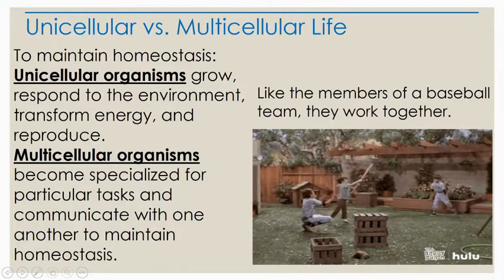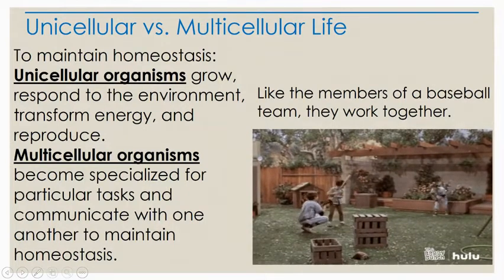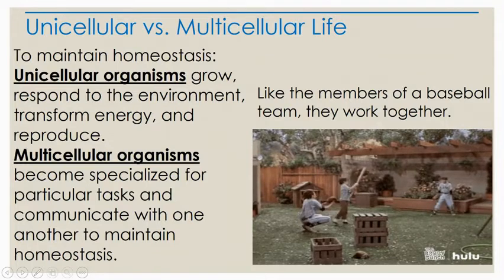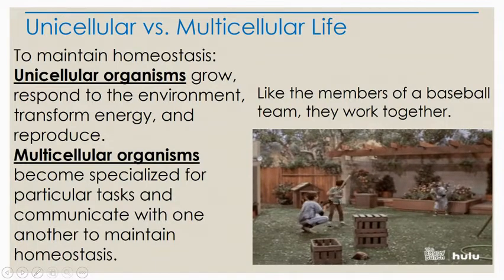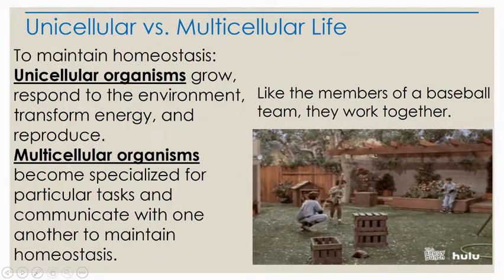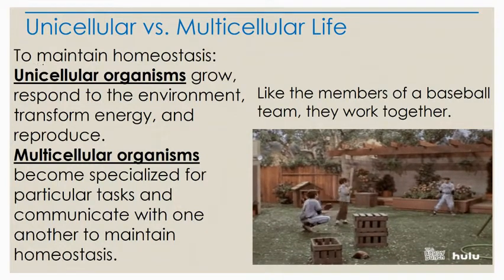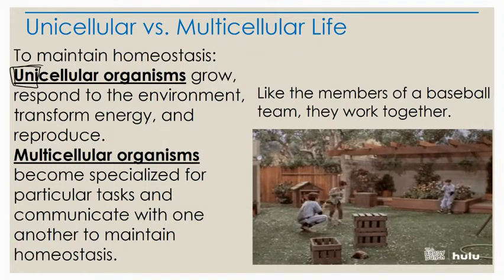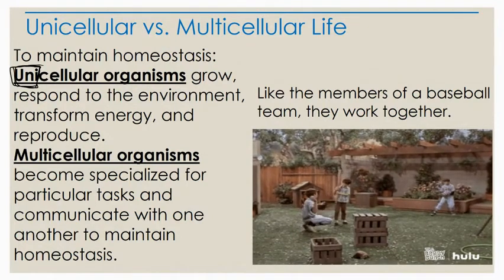All right, now looking at living organisms, how we maintain homeostasis based on the type of organism we are. So there's two types of living organisms. There are unicellular organisms, and think about that prefix uni. A unicycle is only one wheel. A unicellular organism is an organism made up of only one cell. Versus a multicellular organism. The prefix multi means many. So anything that is a multicellular organism is going to be an organism made up of multiple cells.